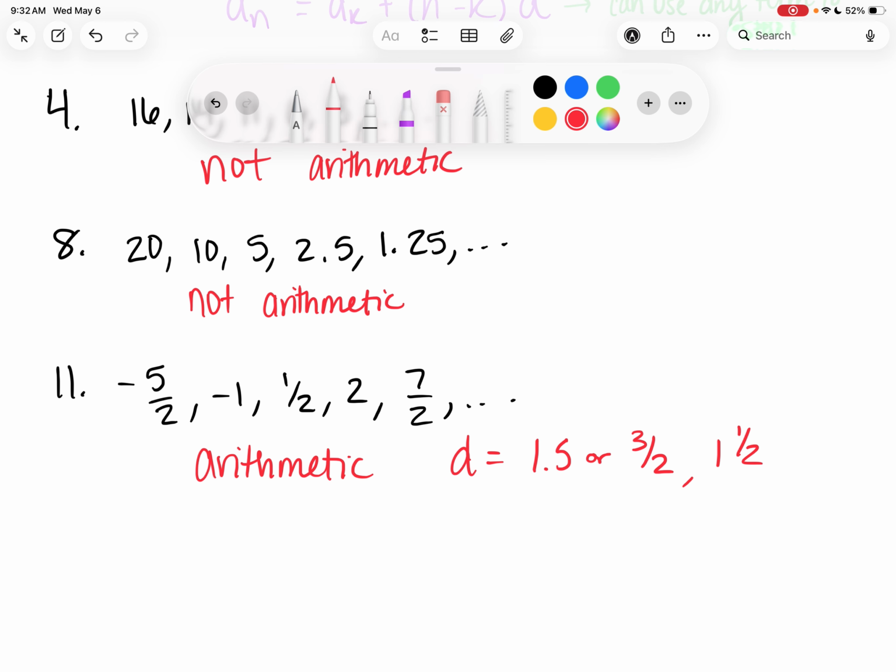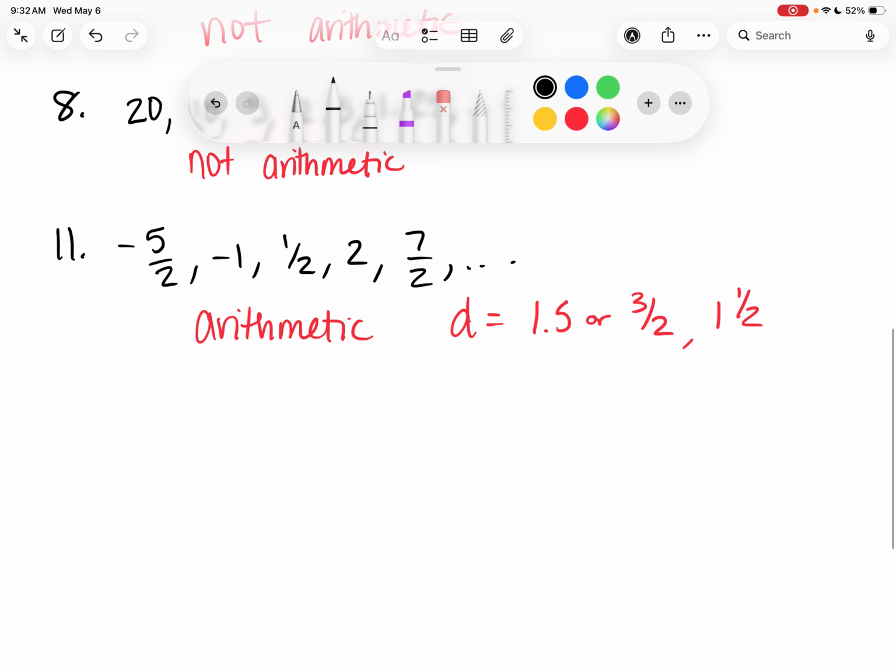Okay, the next one's write a rule for the nth term of the arithmetic sequence, then find a sub 20. So number 12: 1, 4, 7, 10, 13. Because you're adding 3, our common difference is 3. So I'm adding 3 each time.